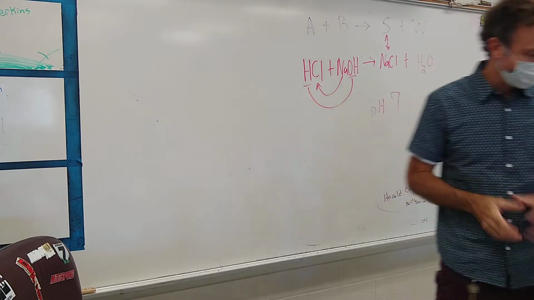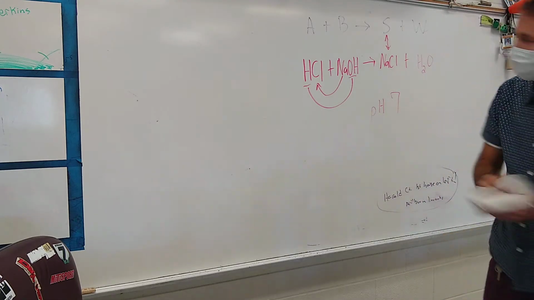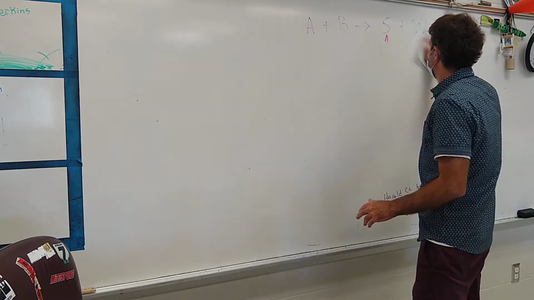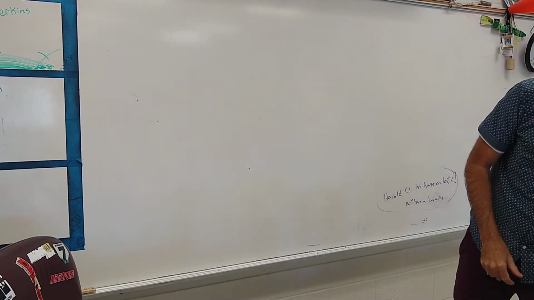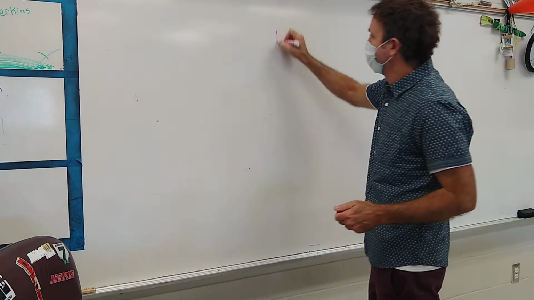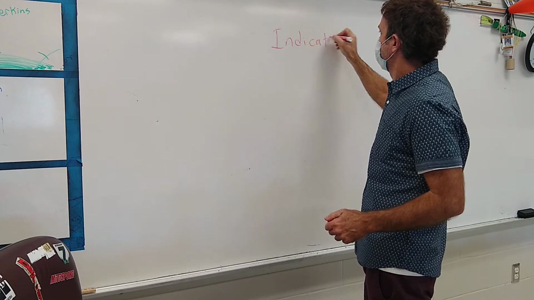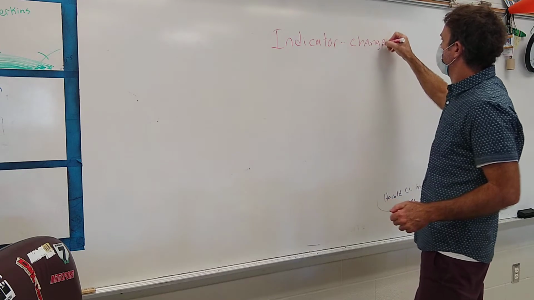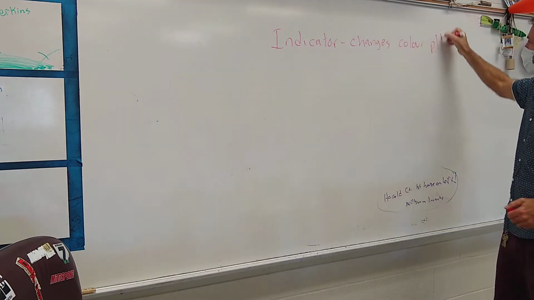Well, what do you mean? Well, there's a couple of steps to this, okay? Step number 1, we can use what's called an indicator. You want to write this word down. An indicator. An indicator is a chemical that changes color due to pH. All right?